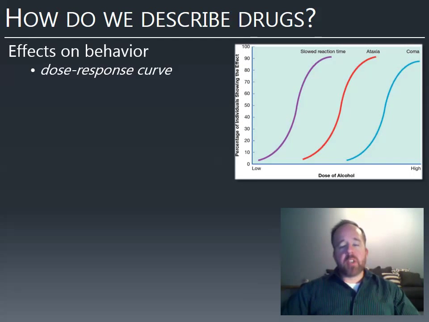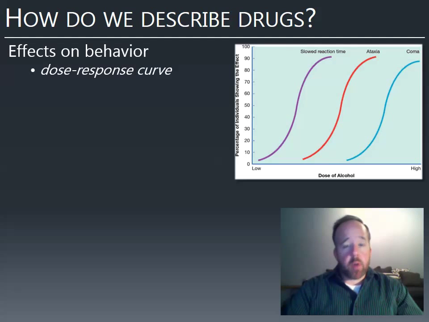So one of the easiest ways to quantify what a drug does is in terms of what's called the dose-response curve. And this is shown in the diagram on the right. So on the x-axis, the horizontal axis, you have the dosage, in this case of alcohol. On the y-axis, you have the percentage of people that are affected.